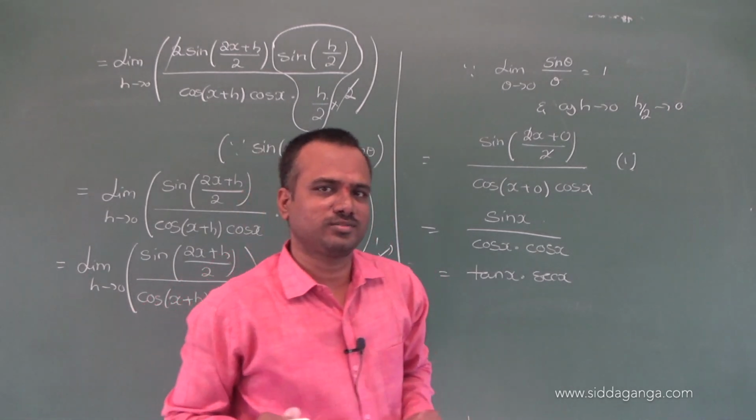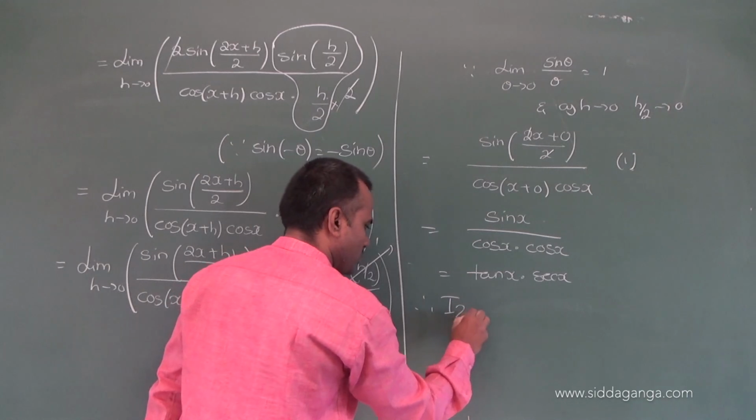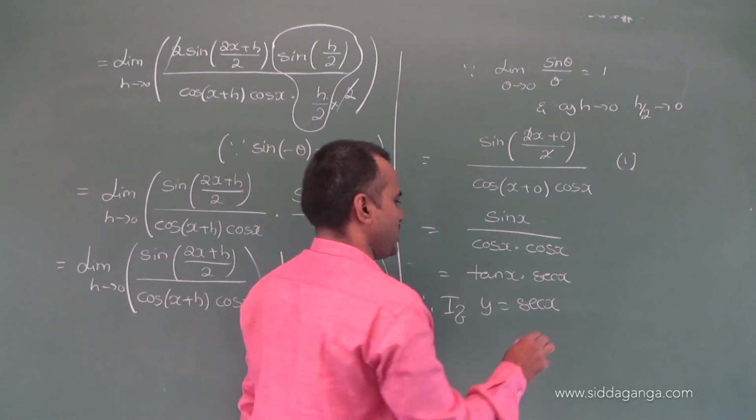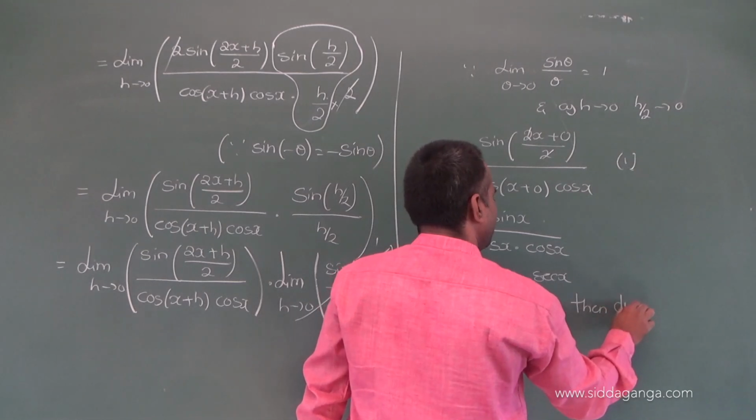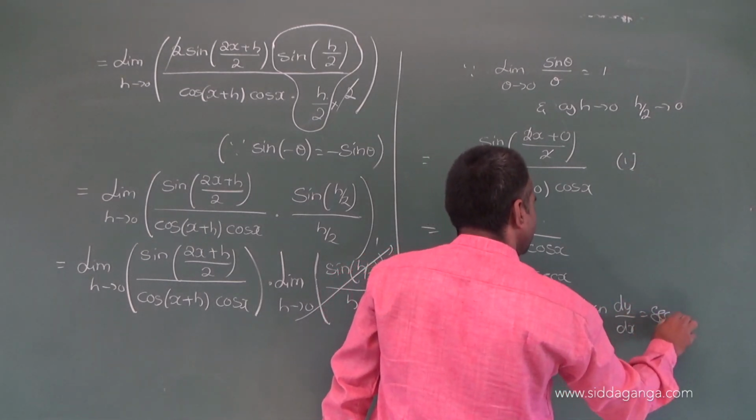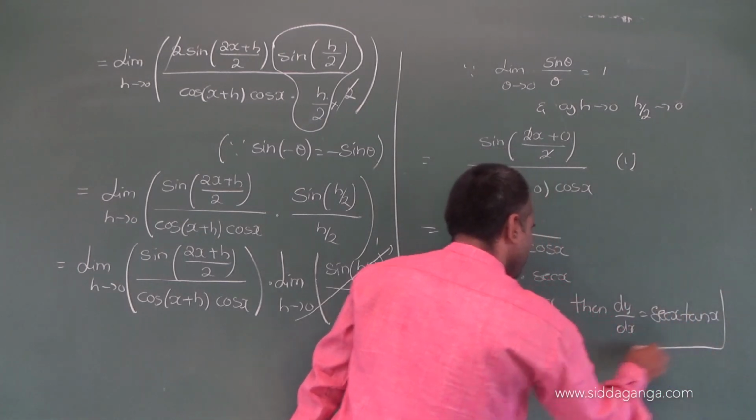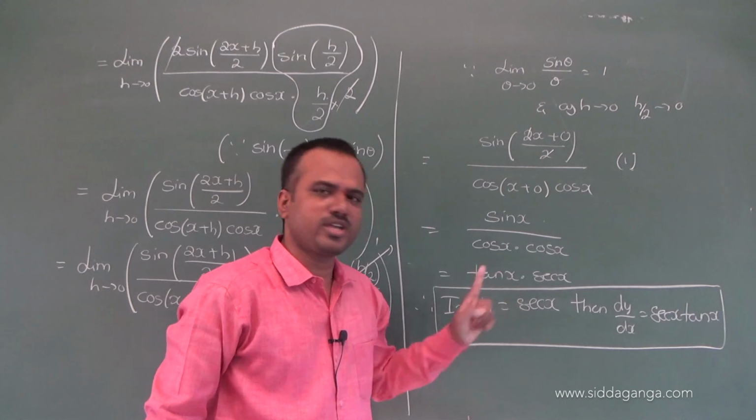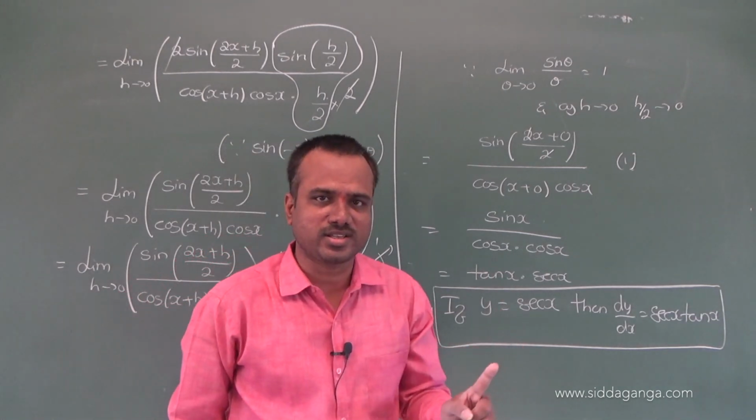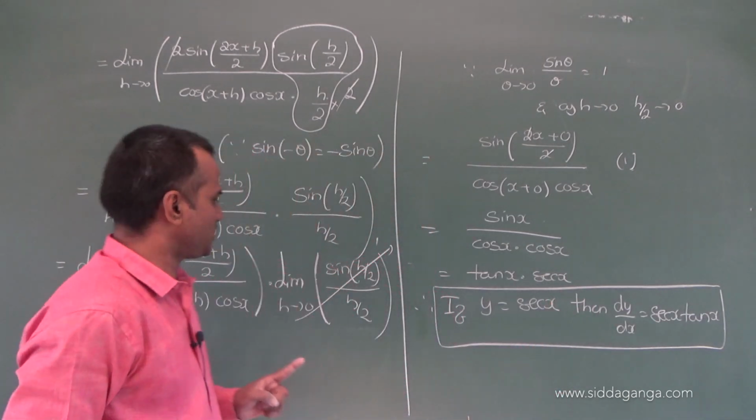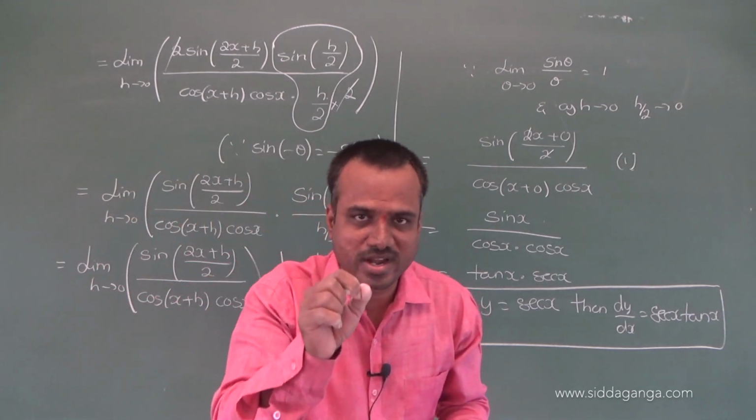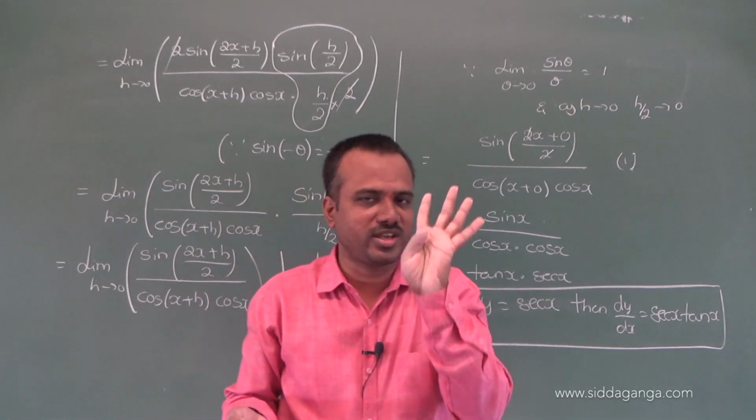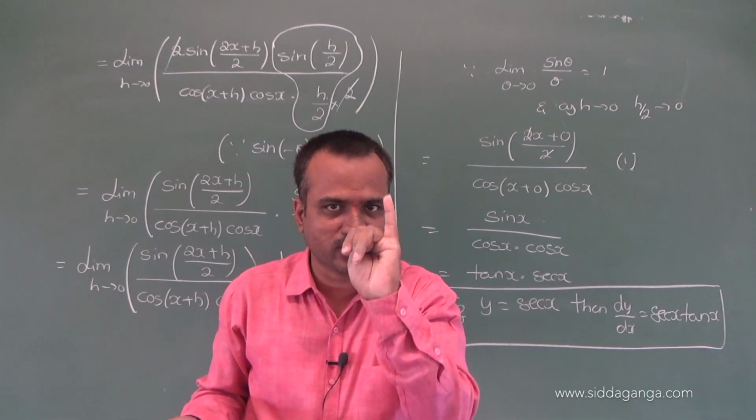One more formula. Therefore, if y is equal to secant x, then dy by dx is secant x into tan x, or else tan x into secant x, both are the same. This is the fifth trigonometric function. So five we finish up: first one is sin x, cos x, tan x, cot x, secant x.